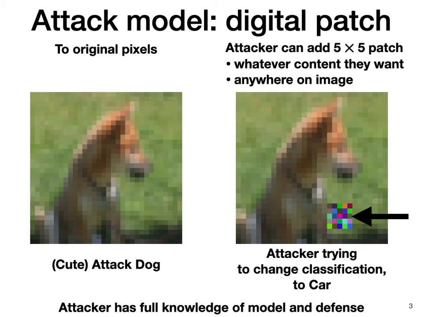We focus on digital attacks. They give the attacker more power. They're also easier to work with. The attacker can add a small square patch anywhere on the image with any content. We assume the attacker knows everything we know. They have full knowledge of our model and defenses. The attacker is limited to adding a 5x5 patch to the image for the data sets we examine. A 5x5 patch provides a good success rate on undefended models and is used in related work.